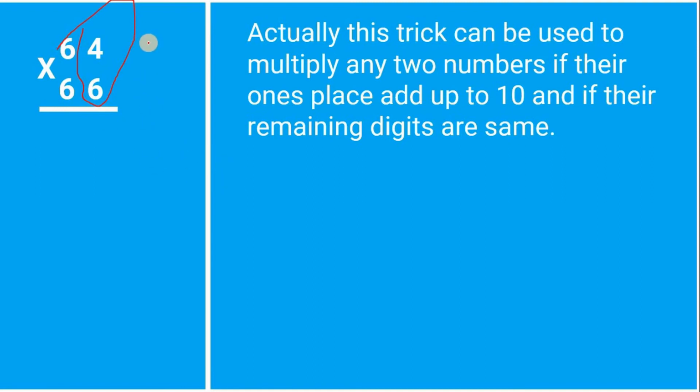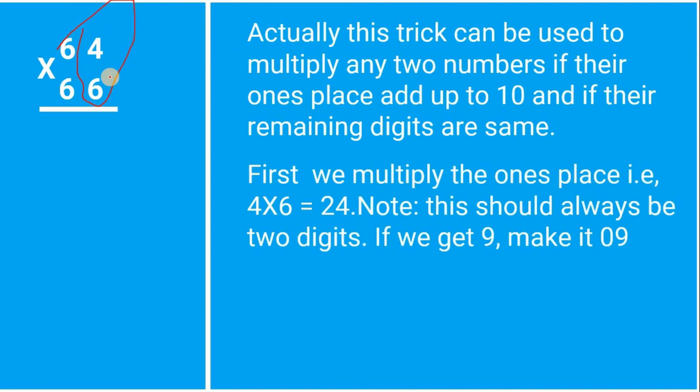For example, it can be done with 124 and 126, as the 4 and 6 add up to 10. It can be done with 321 and 329, as 1 and 9 add up to 10 and the remaining digits are the same. You have to do it similarly. First multiply 6 and 4 and write it as 6 4s are 24.